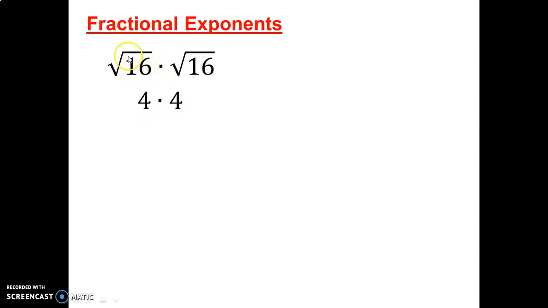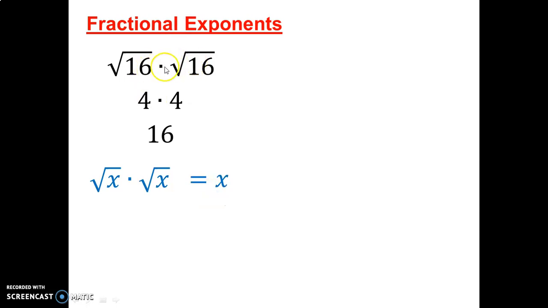Now let's talk about fractional exponents. So let's change it a little bit. As you know, when you have root of 16 times root of 16, that is the same as 4 times 4, because the square root of 16 is 4. So 4 times 4 makes 16. So there's a connection here between what we began with and this answer here. So can you make a rule of that? If you had root x times root x, just like we had root 16 times root 16, what would that equal? That would equal x.